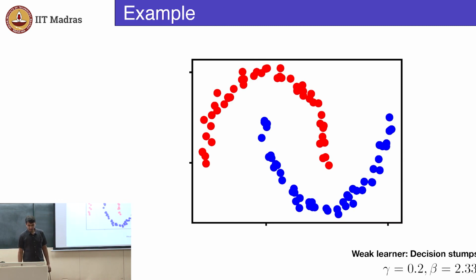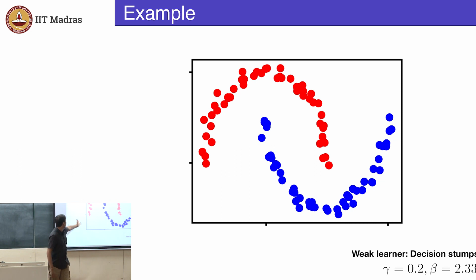Okay. So here is an illustration of it. So this is the data. And what is the weak learner? The weak learner is something very simple. That is, you can draw a horizontal or a vertical line, and one side is blue, other side is red. So that's the only thing that you are allowed to do.